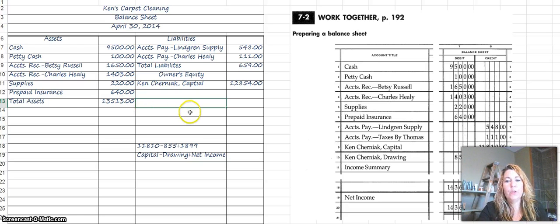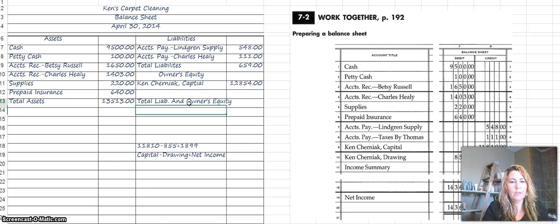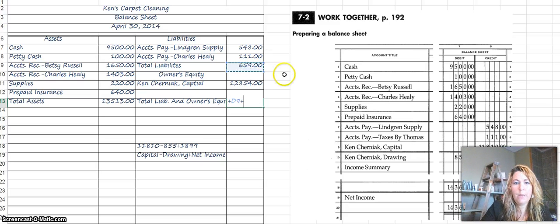So I'm going to come over here and I'm going to put total liabilities, and you'll have to abbreviate this to make it fit. So LIAB period and owner's equity. Okay, and I'm going to add my total liabilities and my total owner's equity. So 659 plus my 12,000 number. I got $13,513. That is the same as that.